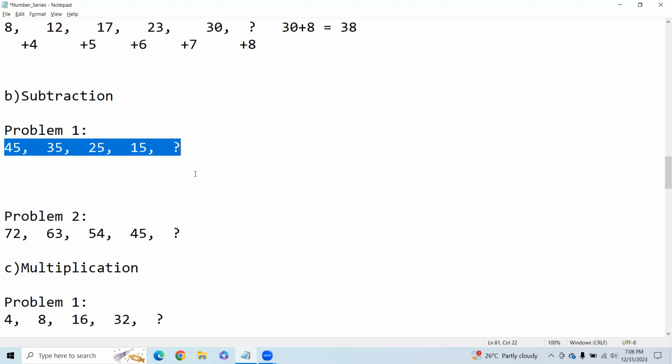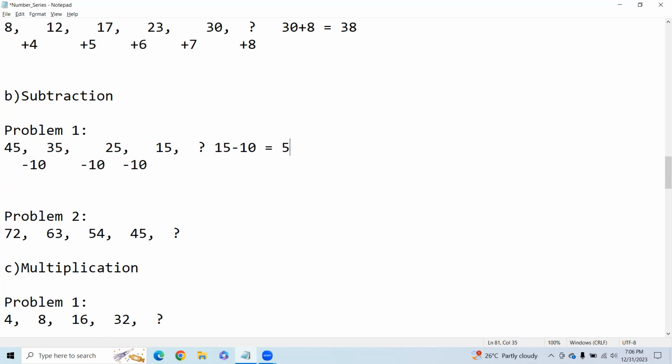So let's try to see if we can identify the pattern. 45, 35, 25, 15. How much should we subtract from 45 to get 35? You subtract 10. 45 minus 10 will become 35. Similarly, is it the same in the next numbers? 35 minus 10 is 25. Yes. 25 minus 10 is 15. So to get our answer, we just need to do 15 minus 10, which is equal to 5.